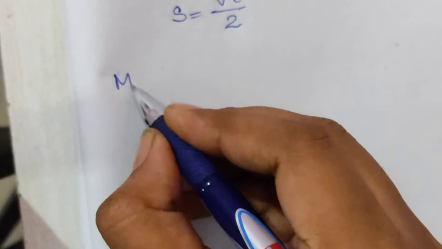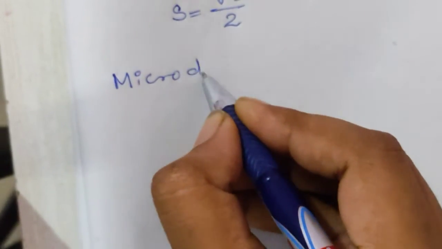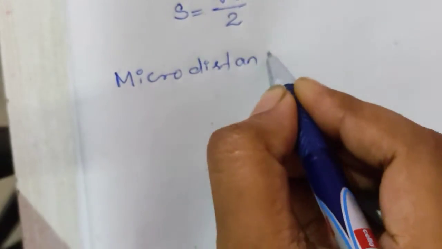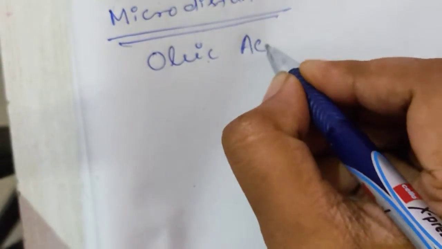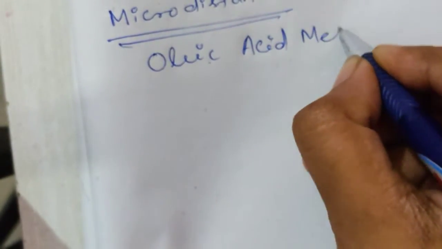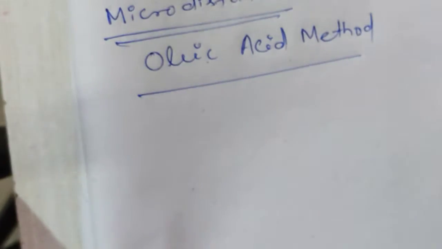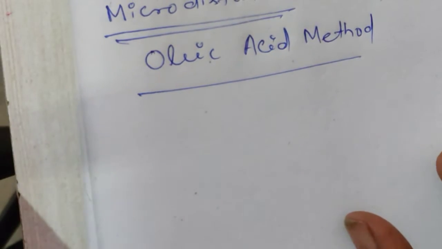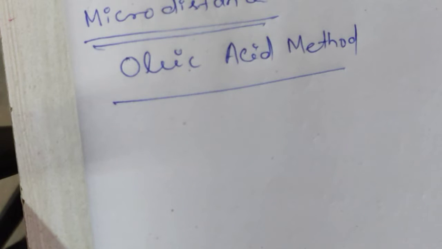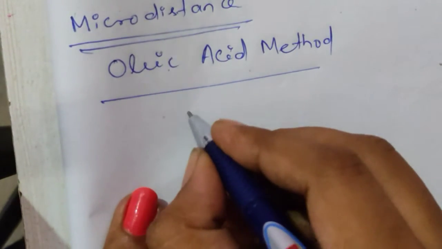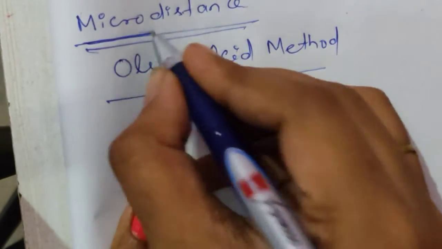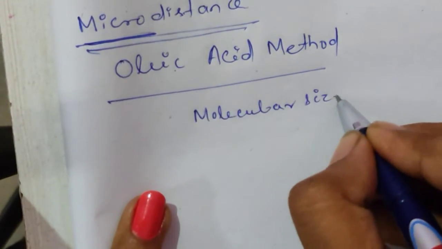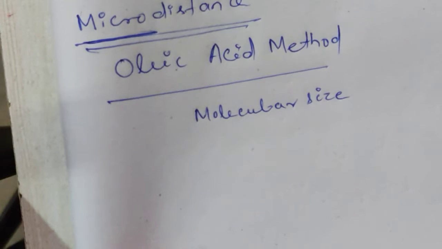Now we will move to micro distance measurement, and one of the important methods is known as the oleic acid method. Okay, now we will discuss this. So this method is used to measure the molecular size. As I said, this is for micro distance, so this is used for the measurement of molecular size.